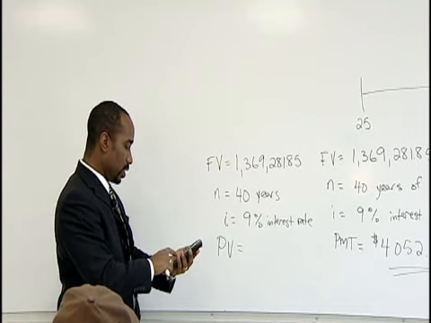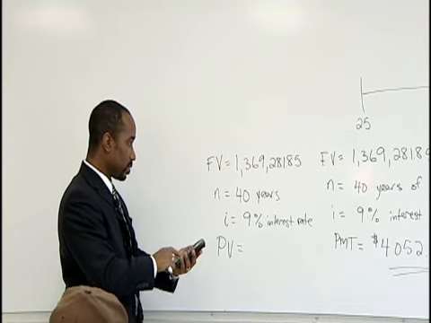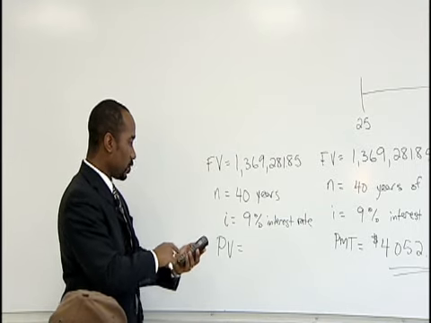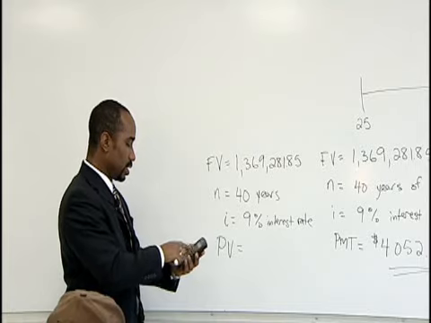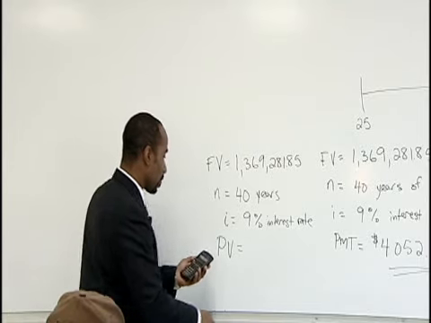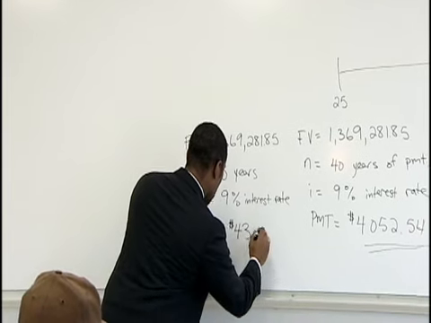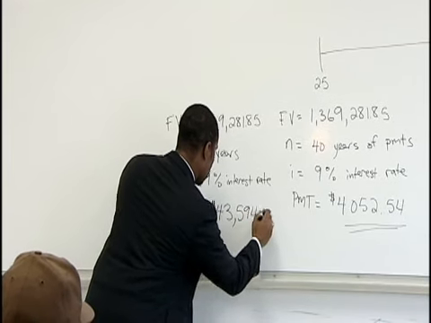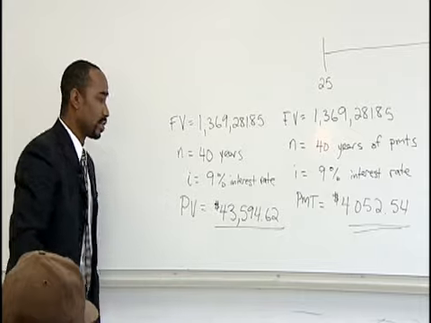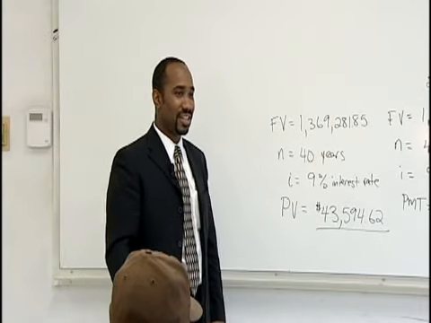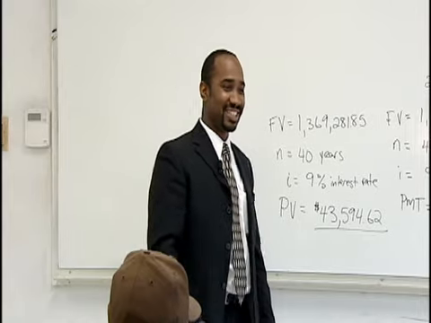So $1,369,281.85. It's our future value. 40 years, 9%. Figure out our present value. We're looking at a lump sum deposit of $43,594 and about 62 cents. So if we had that, put it in, leave it and forget it. Millionaires. Sounds good? Sounds great. Nice.